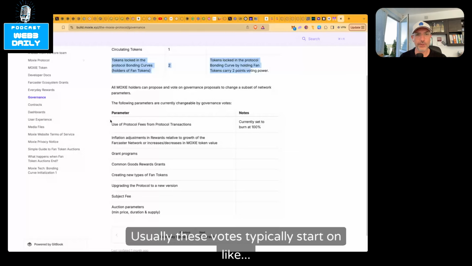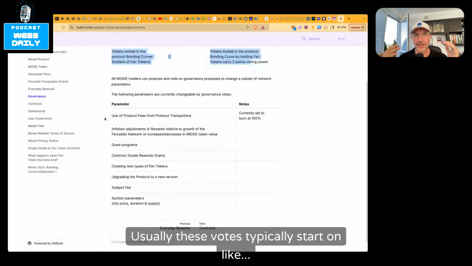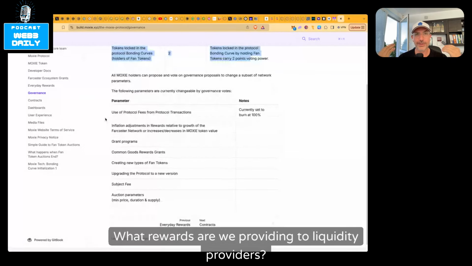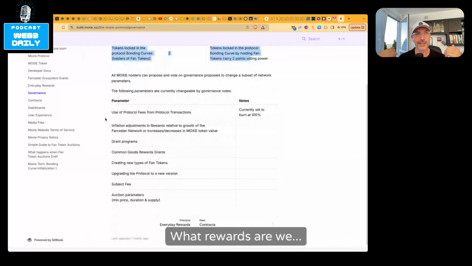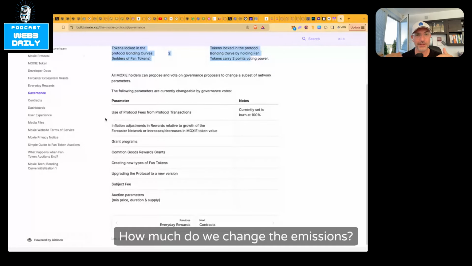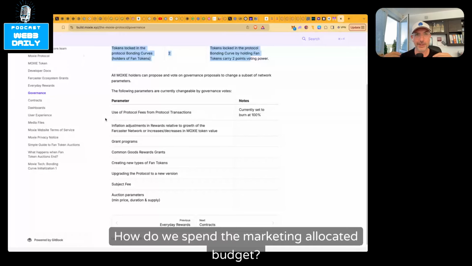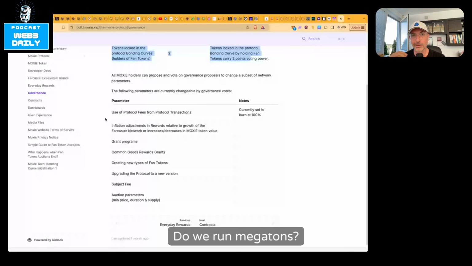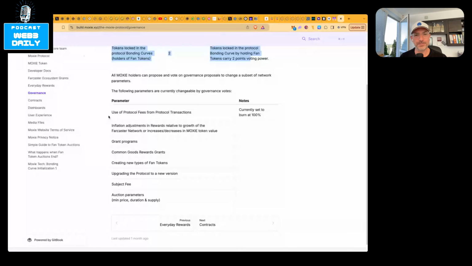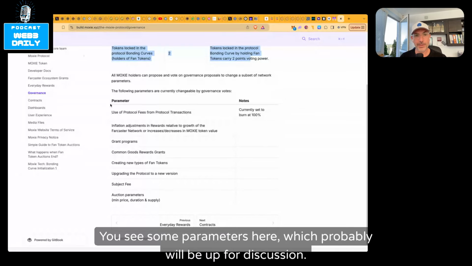Usually, these votes typically start on things like, what rewards are we providing to liquidity providers? How much do we change the emissions? How do we spend the marketing allocated budget? Do we run hackathons? Do we give more? Do we do some bounties? Things like that. You see some parameters here, which probably will be up for discussion.